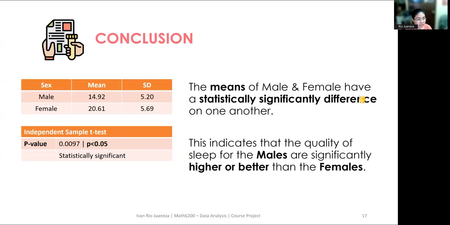The means of male and female are statistically significantly different from one another. This indicates that the quality of sleep for the males is significantly higher or better than the females. Thus, we have a p-value that is less than the significance level. We can reject the null hypothesis and conclude that there is a significant difference in sleep quality between the male and female groups. Having the mean of 20.61, which is the level of insomnia, indicates that females are suffering more severe clinical insomnia than the 14.92 of the males.